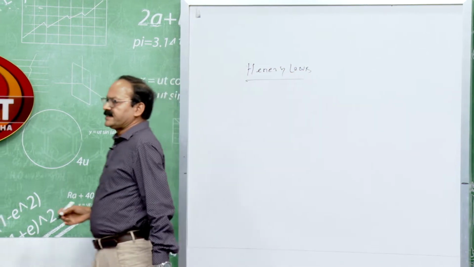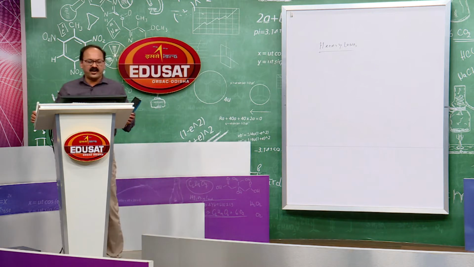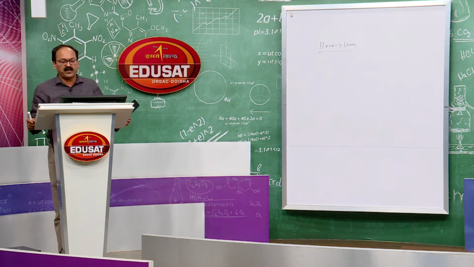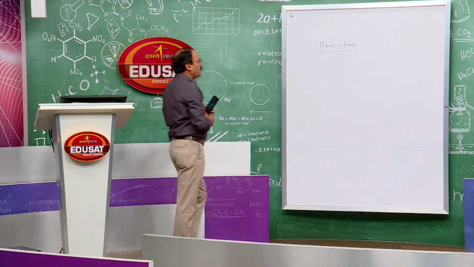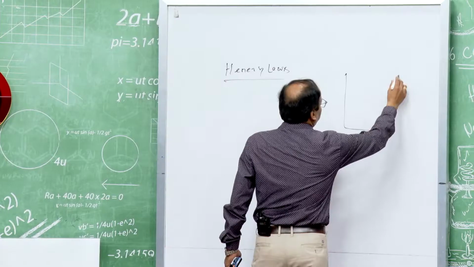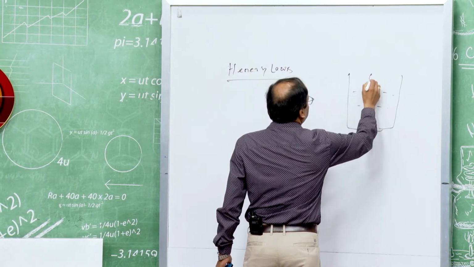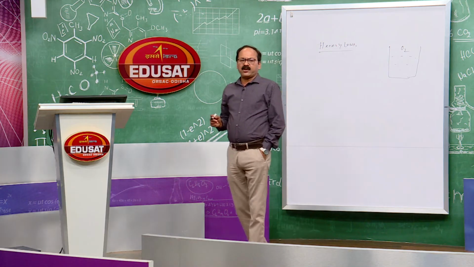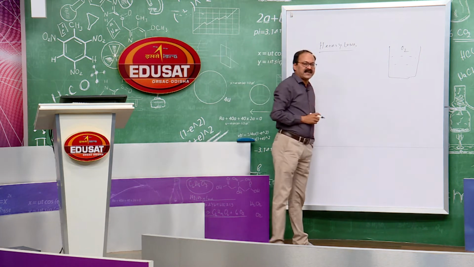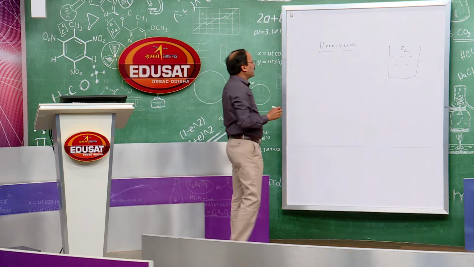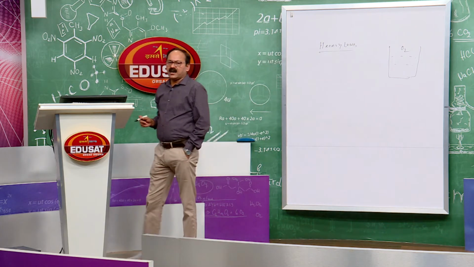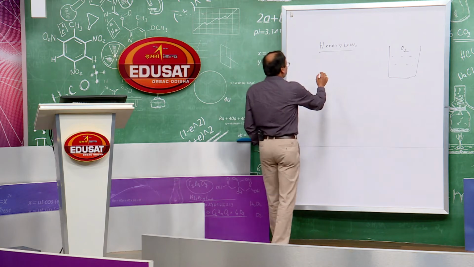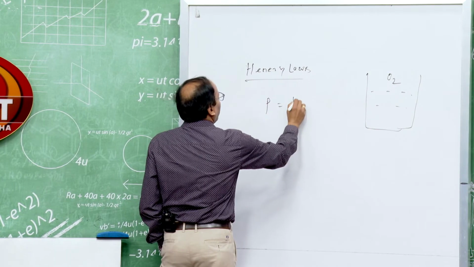Henry's law. This is very important from the examination point of view. The law states that the partial pressure of a gas in vapor phase is proportional to the mole fraction of the gas in the solution. Suppose you take water and then add oxygen gas, what amount of gas will get dissolved in the solvent will be determined from the pressure. Pressure has a profound effect on the solubility of a gas in a liquid. Henry suggested that the partial pressure of the gas in vapor phase is directly proportional to the mole fraction of the solute, that is, P is equal to KH into x.